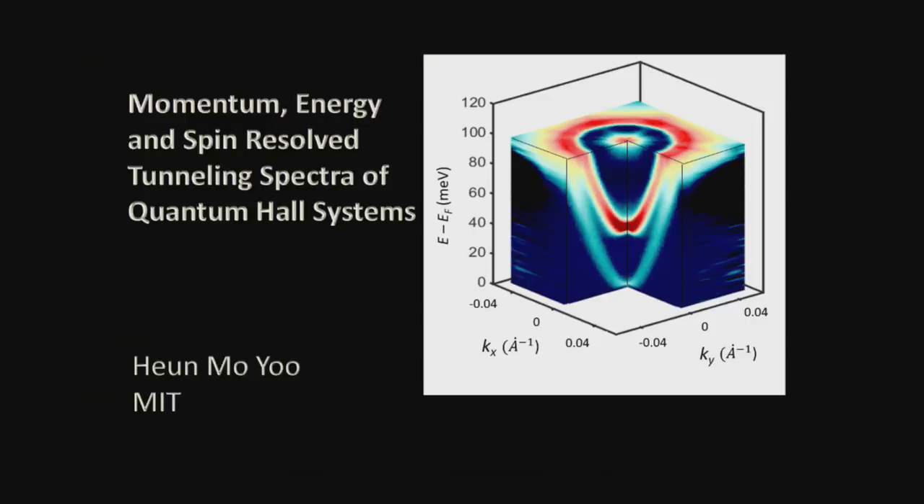And we gently extended this technique to momentum space so that we can get these beautiful ARPES-like pictures of band dispersion of two-dimensional semiconductors. And on top of this, you can even do spin-resolved tunneling so that you can study spin-dependent phenomena in quantum Hall effect systems.